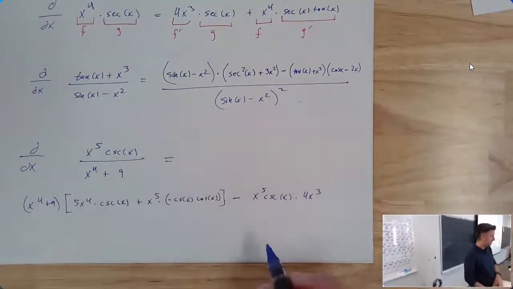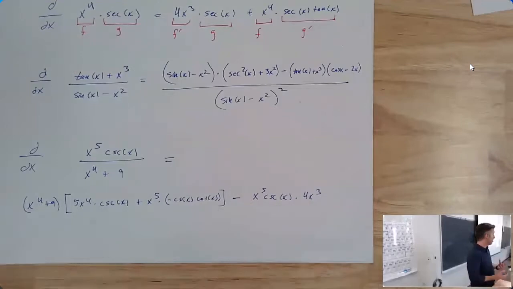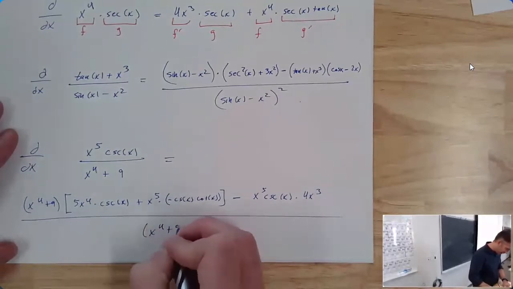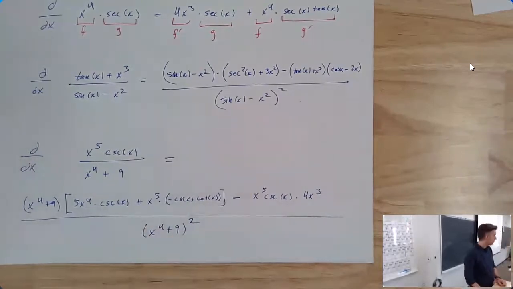I don't need any parentheses really because it's just a thing times a thing times a thing. There is no addition or subtraction to have to distribute across. Finally, divide all that garbage by the bottom thing squared. Gross. Okay.